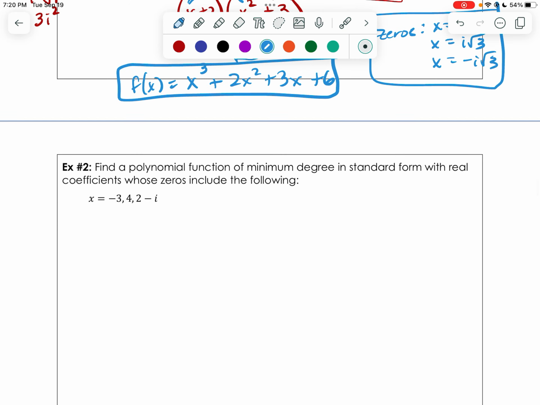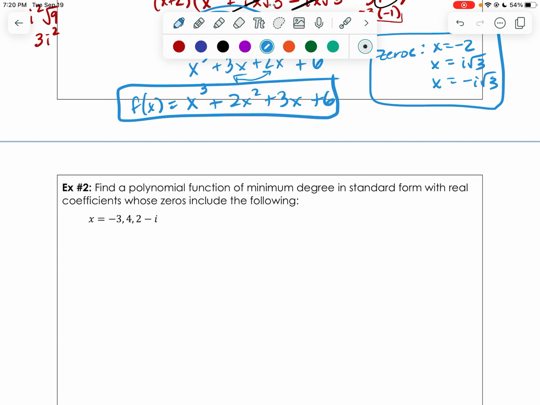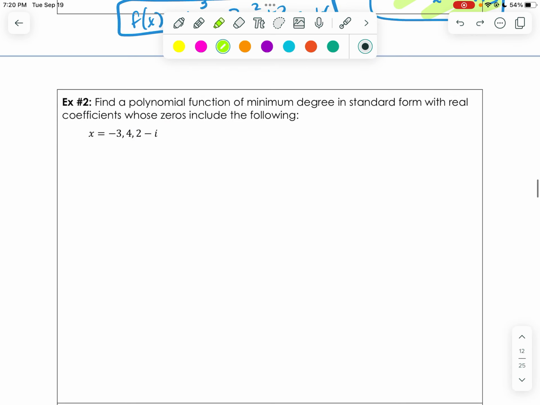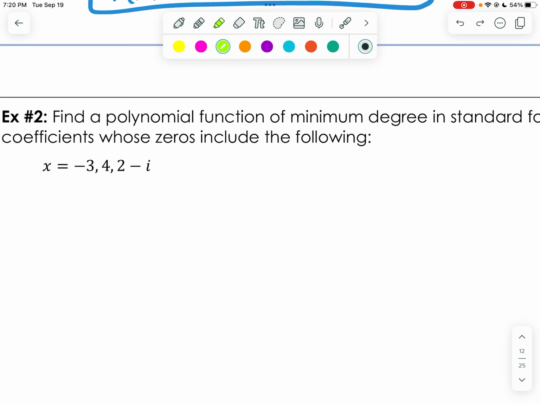All right, so let's go to example 2. So we want to find a polynomial function of minimum degree in standard form, so again, standard form, with real coefficients whose zeros include the following. Okay, so now this one is giving us the zeros, and we need to write the factors. So adding a little added extra step. So let's write down next to this what our factors would be.